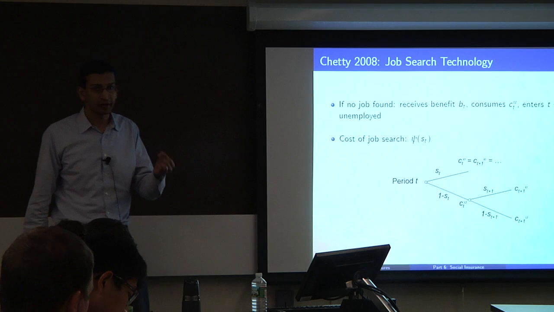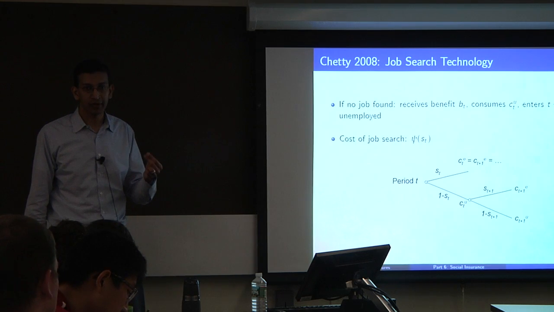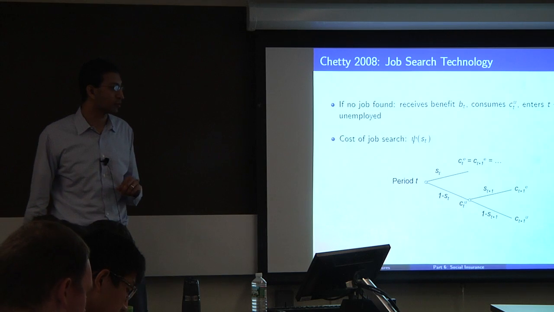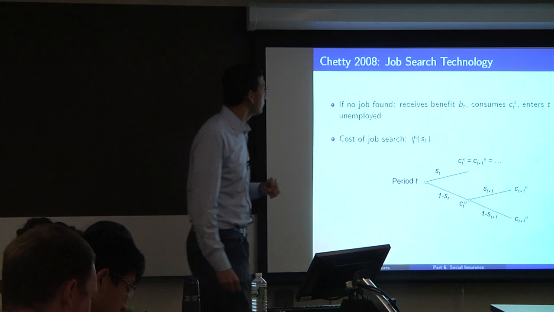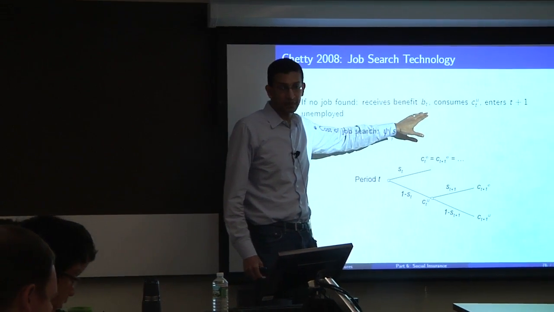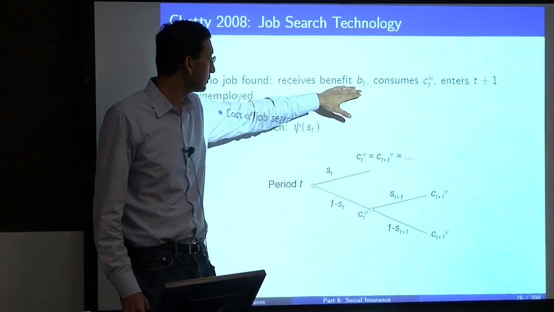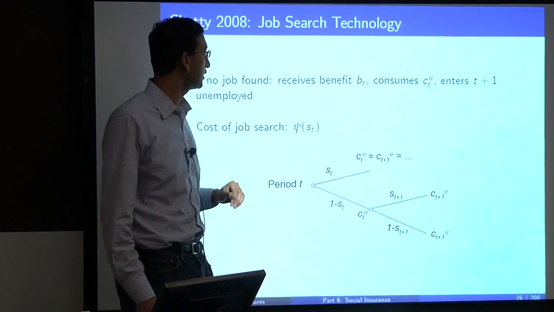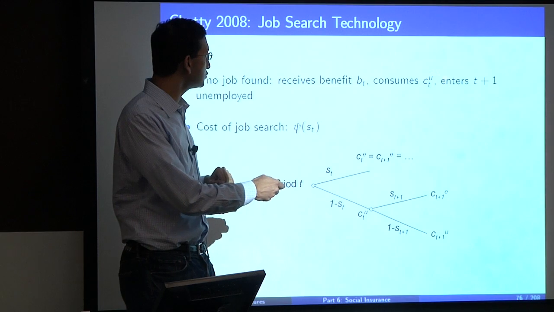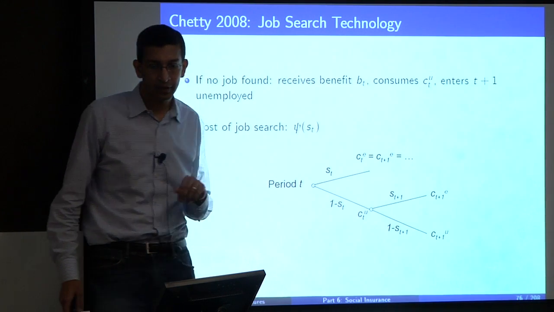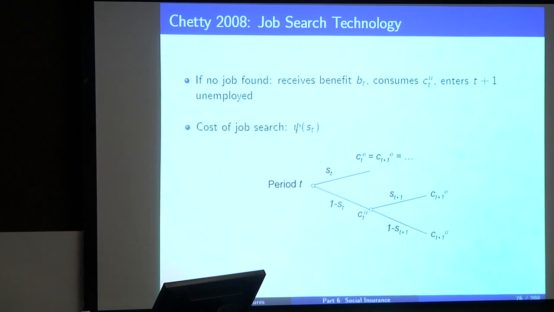OK, if you don't find a job, that's the more important case here. That's where the solution is going to be more complicated. Then you receive an unemployment benefit B sub T, which in principle we can allow to vary across time. So it can be varying across the weeks of the unemployment spell. You consume some amount C^U_T, and then this is where the dynamics are interesting. You enter period T plus 1 without a job, and then the problem repeats itself, okay?